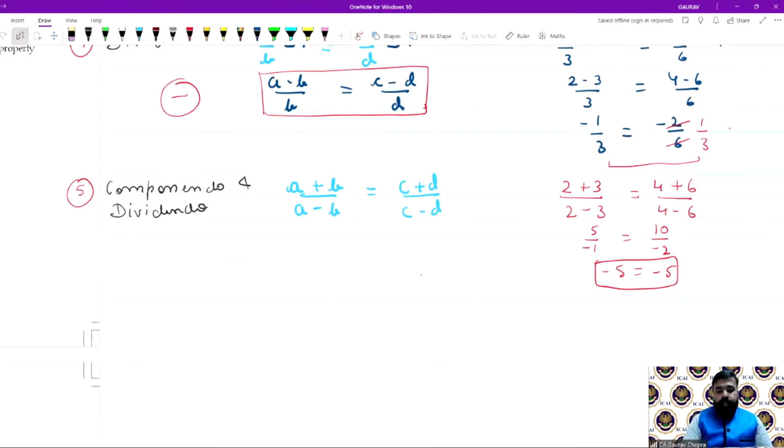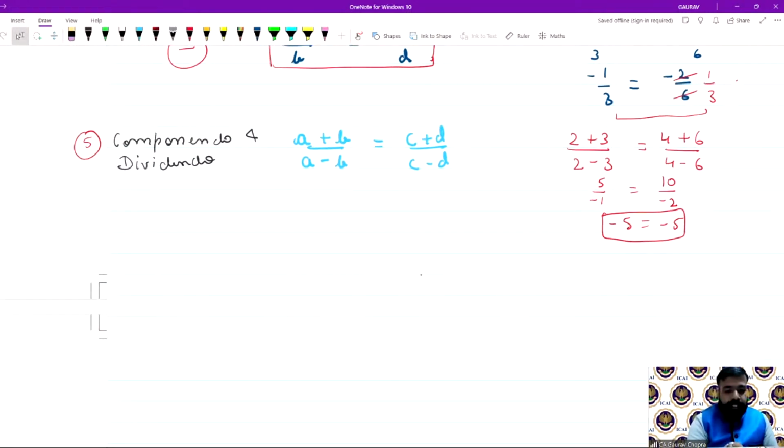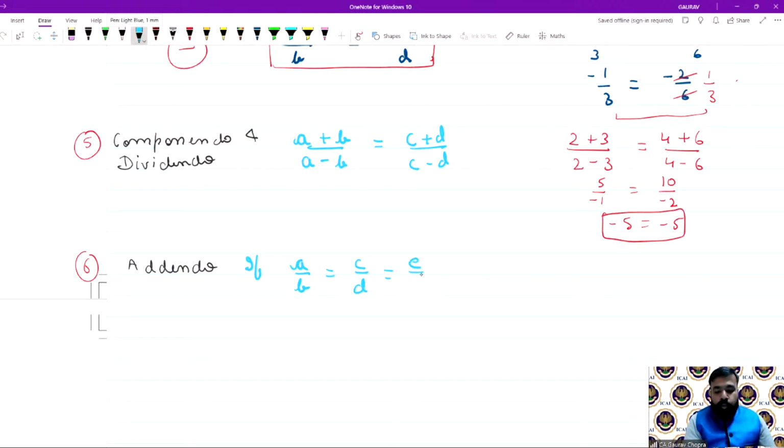Now we are coming to the last property, that is property number 6. Property number 6 is known as addendo. This time we have to add each and every term. Let's say we are given that A by B is equal to C by D is equal to E by F and so on.